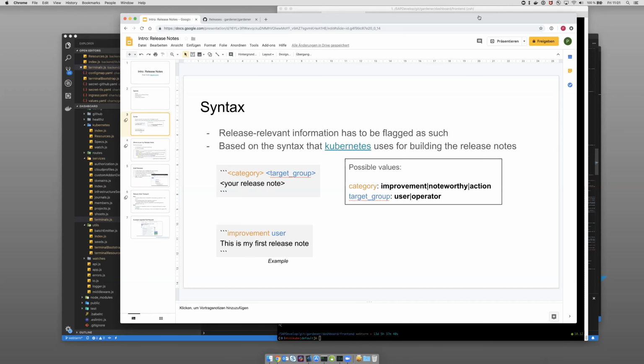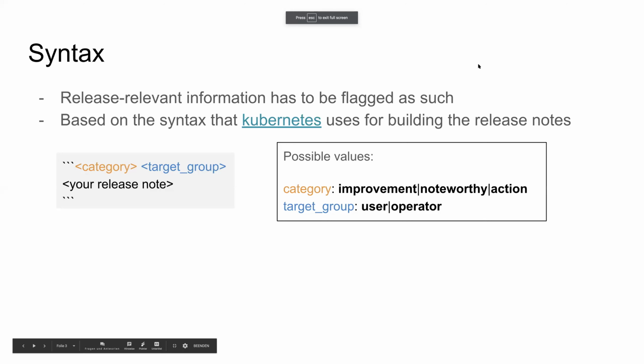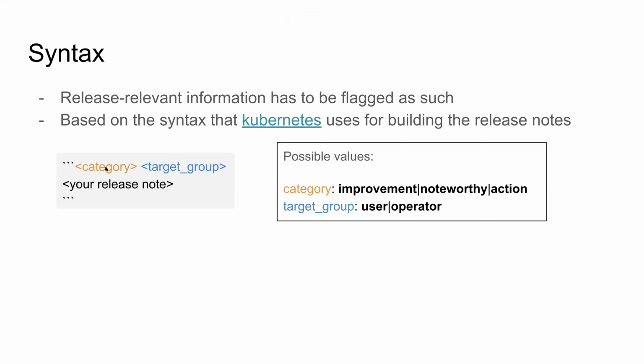Let's go into presentation mode to make it a bit larger. So we have a code block, and in the header of the code block, you can specify a category and a target group. And the categories, for example, are improvement, if you made an improvement like a fix or something like that, or noteworthy, if the release note contains most notable changes, or action required, if an action is required by a user or an operator, which is under the target group. And at the bottom here, you can also see an example for a release note.